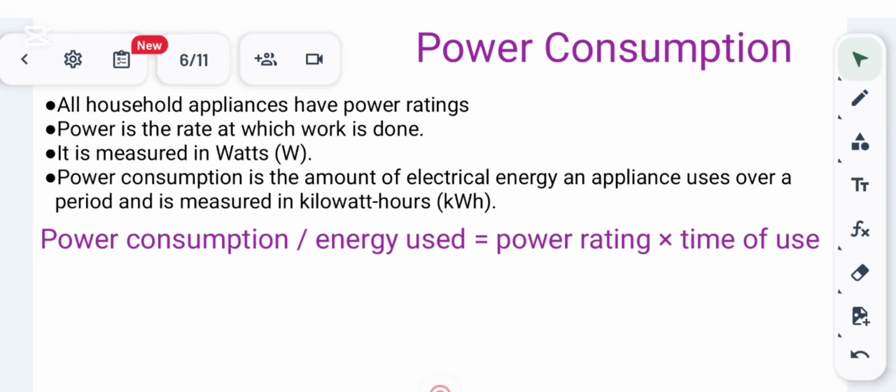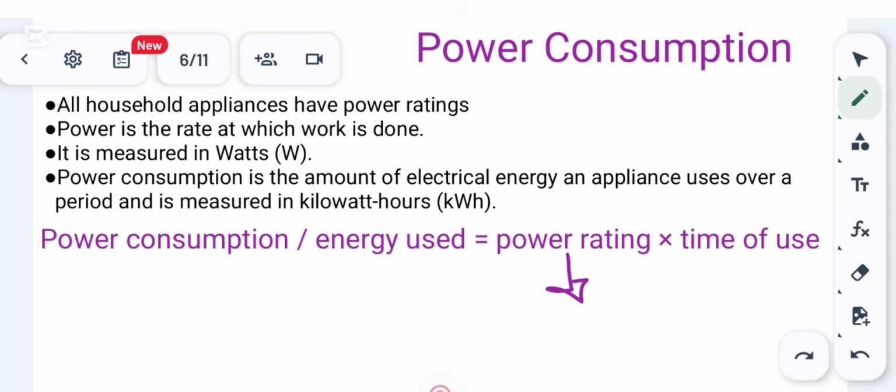For example, your stove at home, you don't use it for the whole day. You use it maybe for 2 hours to cook. So you take the power rating of the stove and multiply it by the 2 hours of using the stove, to know how much electrical energy the stove uses in order to perform the work, which is cooking your food. I hope you understood that part.